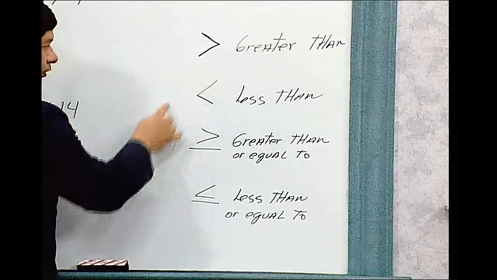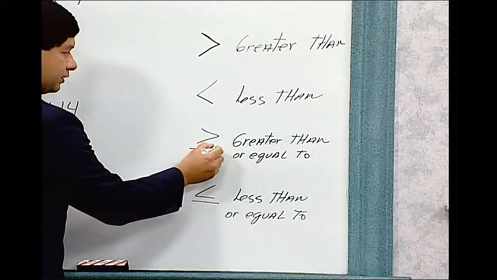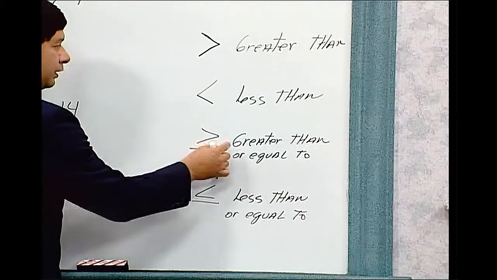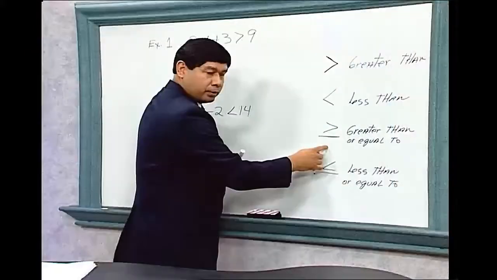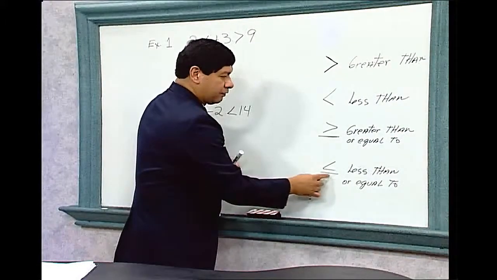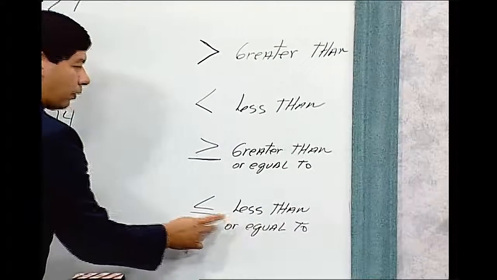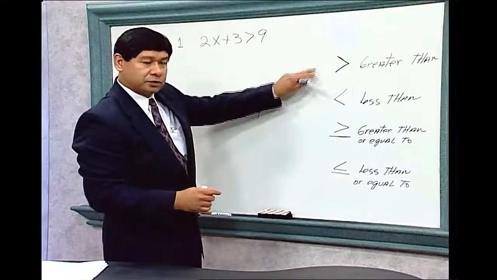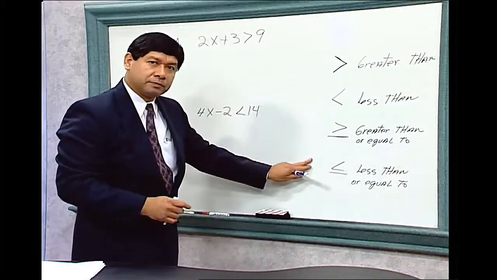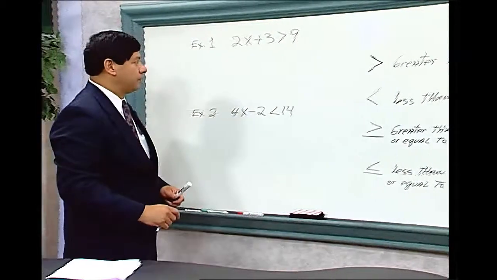Now, notice these two are kind of the same, however, we have this line segment below it, meaning this is greater than or equal to. That's very important. And then we have less than or equal to. Two very important concepts related to our first initial. So these four inequality symbols we're going to be very familiar with.